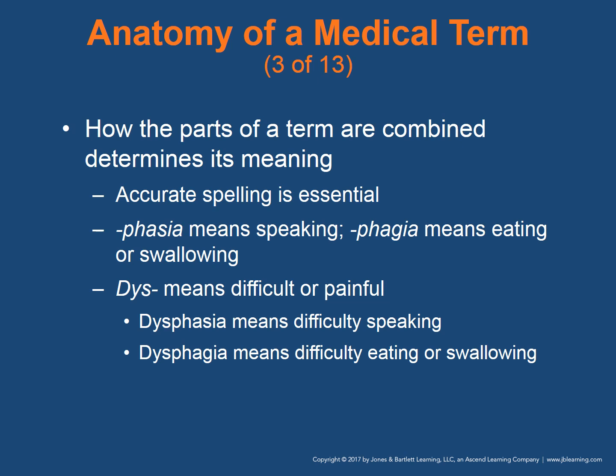And then here's another big one we're going into: dysphasia, meaning difficulty speaking, and dysphagia, meaning difficulty eating or swallowing. So dys means difficult or painful. You can see how with terms like that, the spelling is definitely important, but pronunciation can also be difficult. I know it's dysphasia or dysphagia, but I can't remember which one, right?